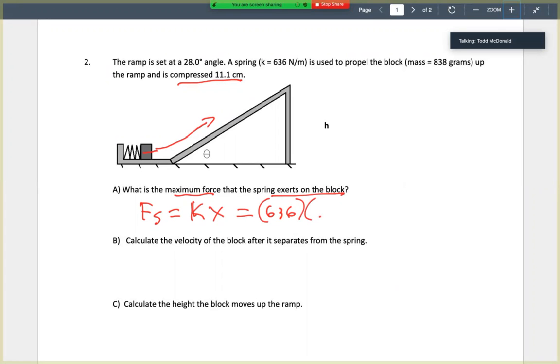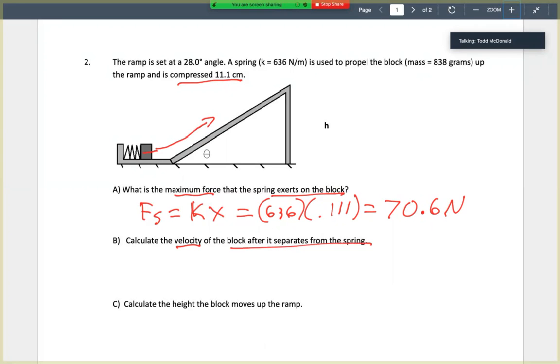So we're going to go with 0.111 meters. And you multiply those two together, 636 times 0.111, you're going to get 70.6 newtons. That's how much force the spring is now going to have when the spring lets go. So the question is, what's the velocity of the block after it separates from the spring? Well, we have to do a calculation here.